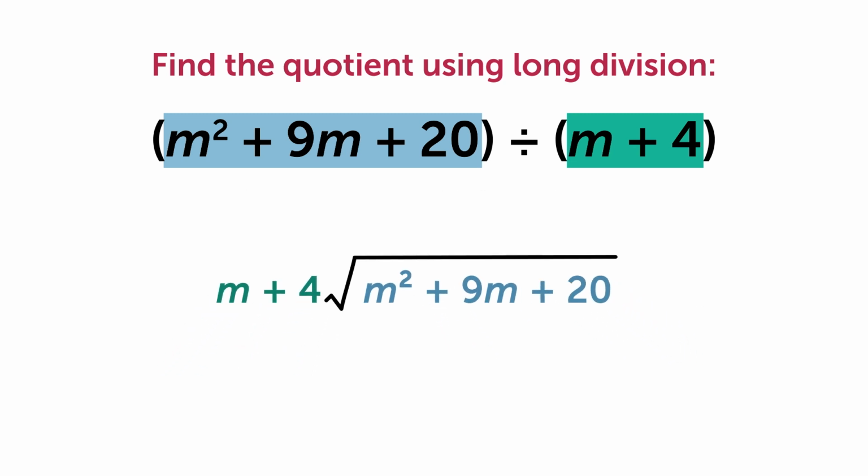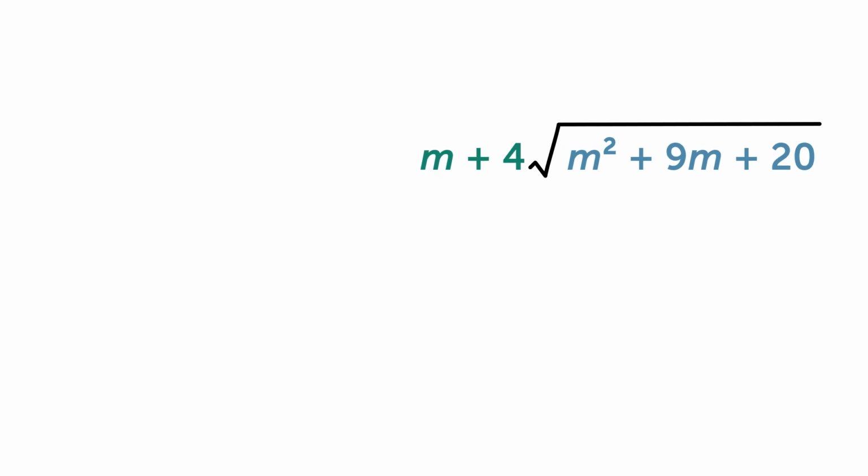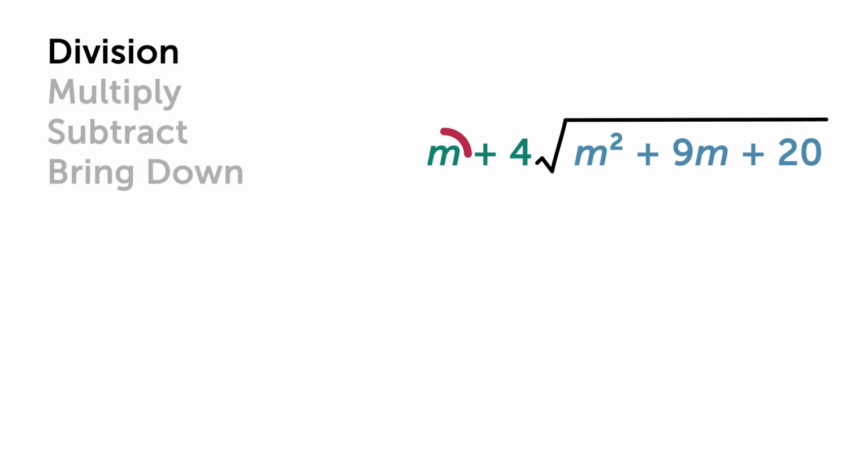To divide, the order of the steps is, first, division, next, multiplication, subtraction, then the next term of the dividend is brought down. This process is repeated until the number of terms in the dividend are exhausted. To begin the division process, divide the first term of the divisor into the first term of the dividend.